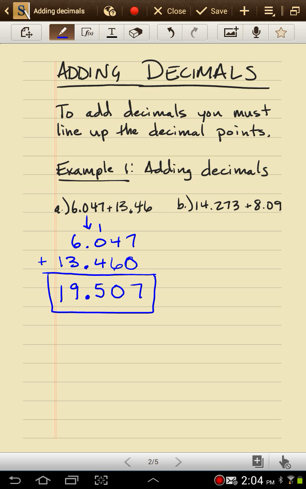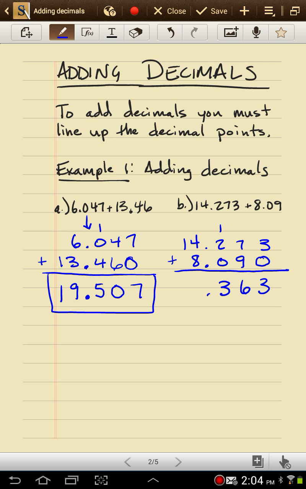I write my number, 14.273. Notice I spread out my numbers, especially after that decimal point. 8.09. I'm adding them together. I've got the same situation here that underneath my 3 I don't have a number. So I'm going to put a 0. Put the 0 under there, now I can add them up. 3 plus 0 is 3. 7 plus 9 is 16. I'm going to put the 6, carry the 1. 1 plus 2 is 3.